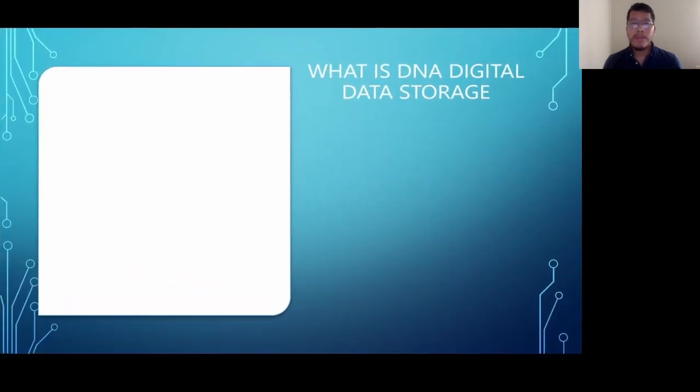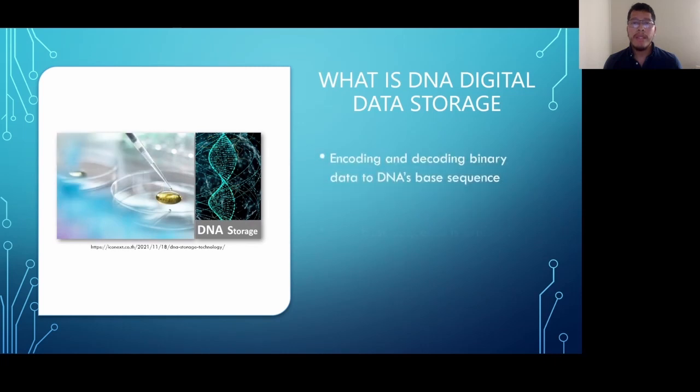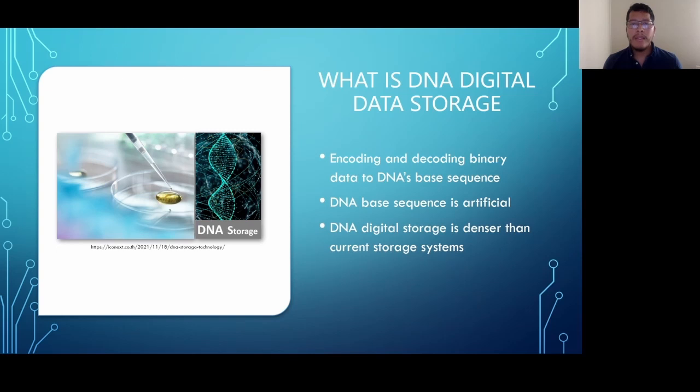In simple terms, we encode and decode the binary language into DNA's base sequence. The DNA bases are adenine, cytosine, guanine, and thymine. The DNA base sequence are artificial, which means that it's produced by human beings. DNA digital data storage is much more denser than the storage systems we have now, because eventually we're not going to have any physical space to store all our data.